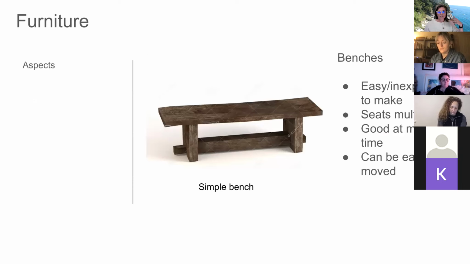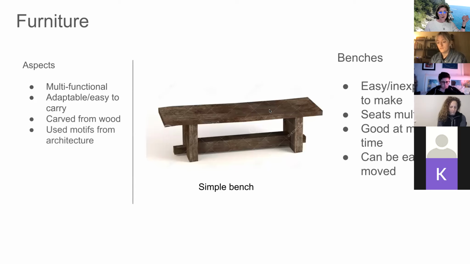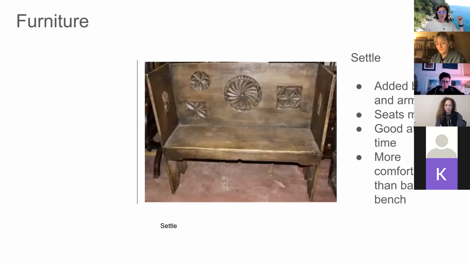And this is just a simple bench, really good for meal times with multiple people, easily moved, and super inexpensive to make. We could sit on a bench like this at any time now. You'd probably have to spend like $1,000 at Restoration Hardware or Pottery Barn to get one that looked that chunky and cool. This is post and lintel style, about as simple as it comes in terms of structure.